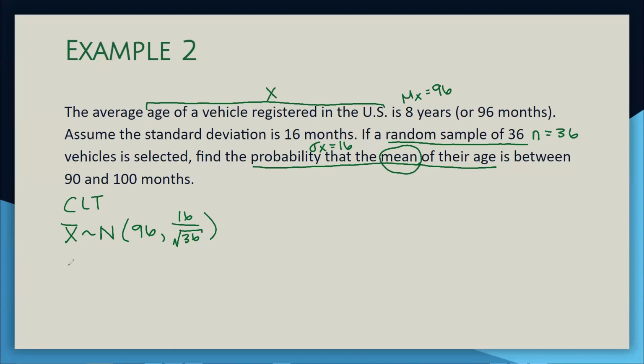And we're asked, find the probability that the mean of their ages is between 90 and 100. And we're looking at sample means because they specifically say mean of their ages. So the probability that X bar is between 90 and 100. So just like before, we should quickly draw a distribution. This is now a distribution of X bars. We know that middle point is at 96.